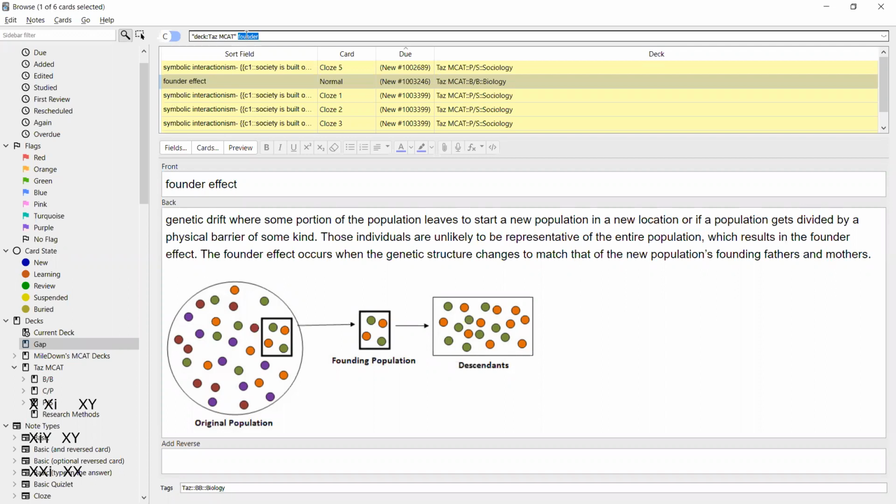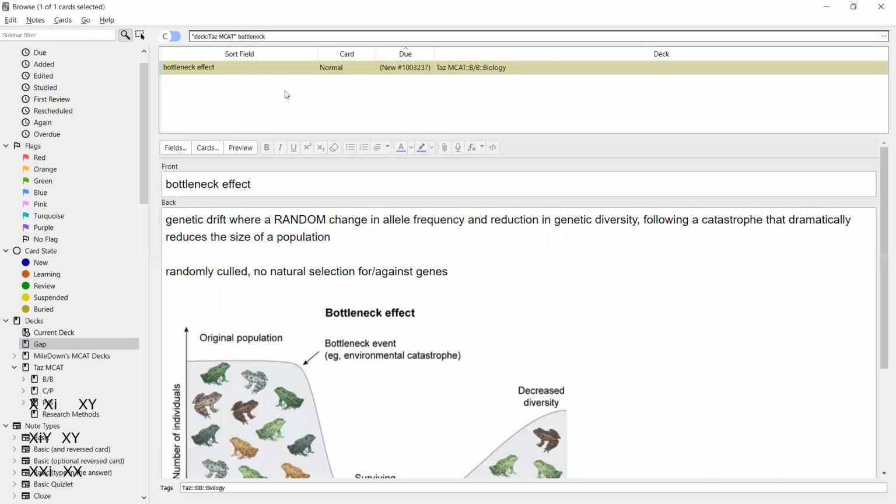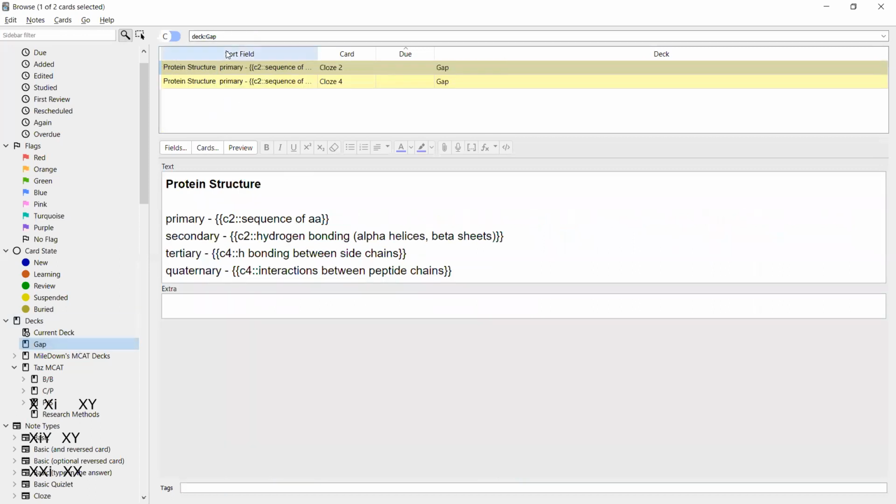Okay, good. So we were looking at bottleneck. Okay. Well, no. Bottleneck.